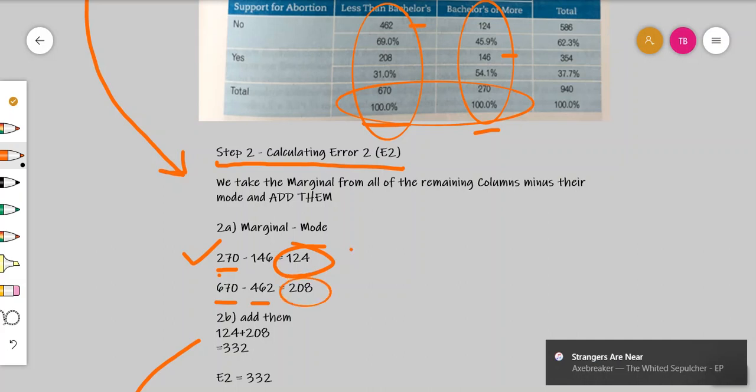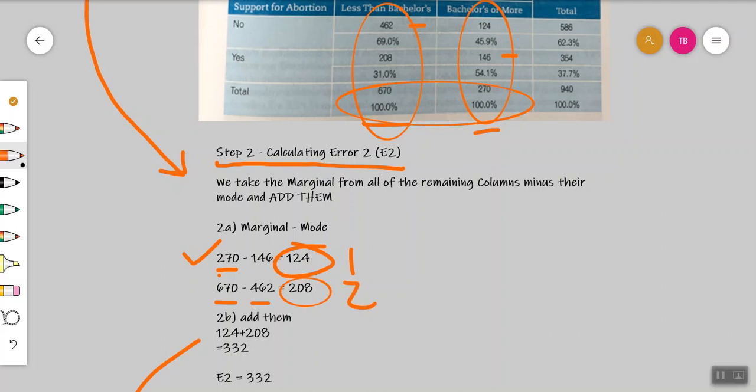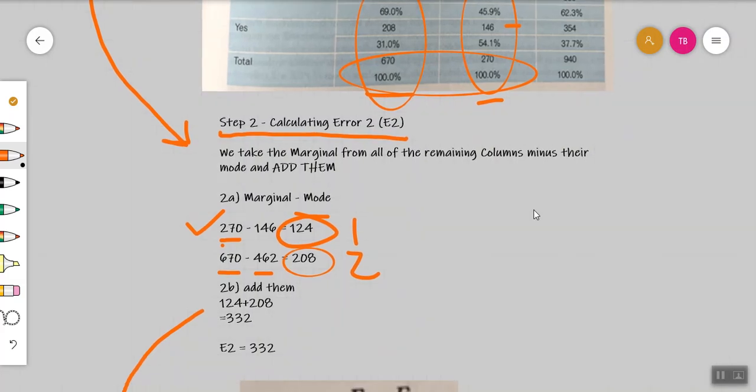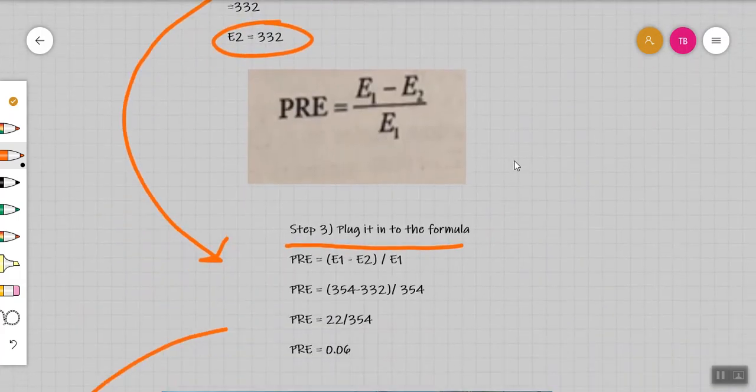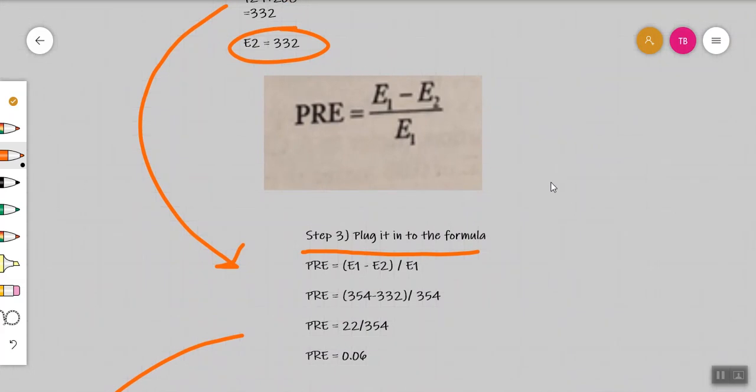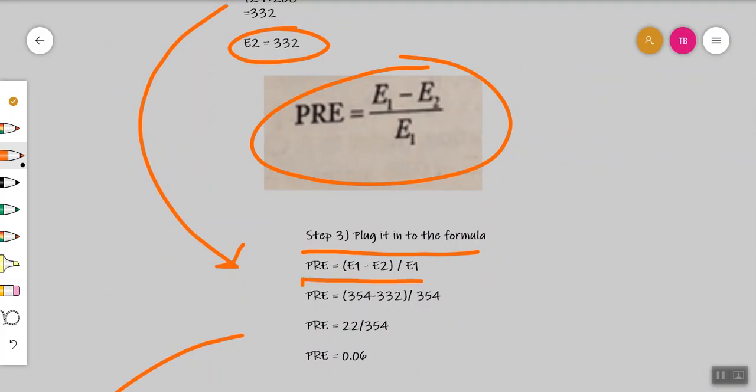So here's 1 and 2, and now the final step, you add them together. 124 plus 208 equals 332. Your error 2 then is 332. Save that number, put it to the side, and now you simply plug it into the equation. We saw the equation is up here. The PRE is error 1 minus error 2 divided by error 1. That's the formula.